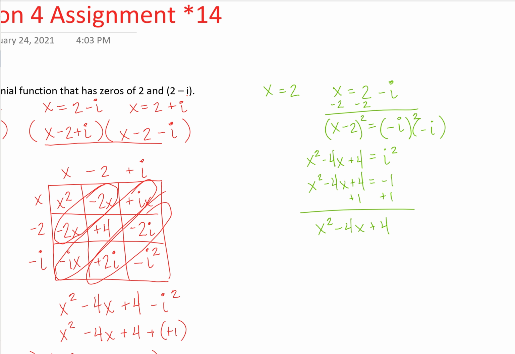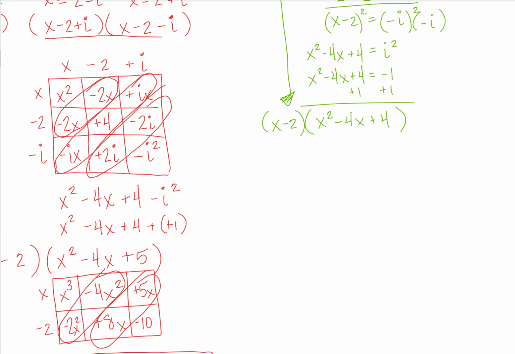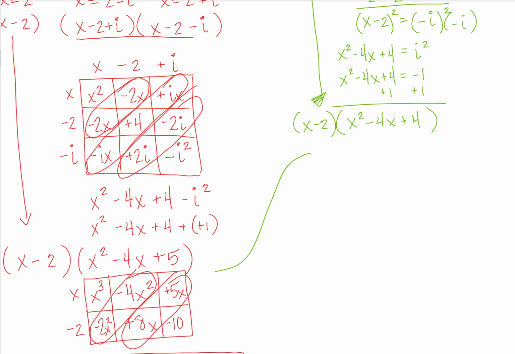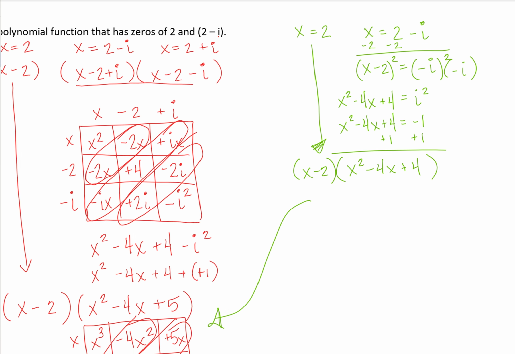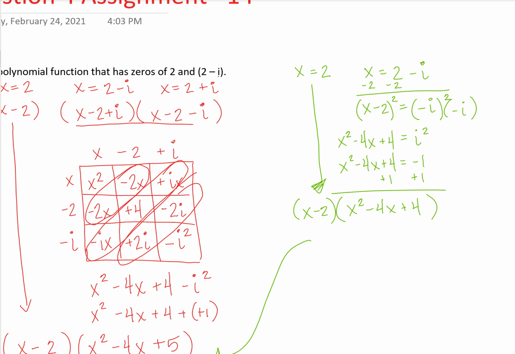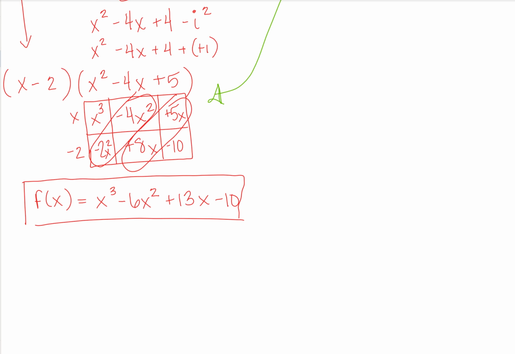I got it. Okay, the only thing I have to do from here is bring down that x minus 2, and then I can use the box method again, exactly like I did right here. I skipped the headache of having to multiply two trinomials together. I just said, okay, how do I get rid of an i? Well, I have to square it. And this works every time.